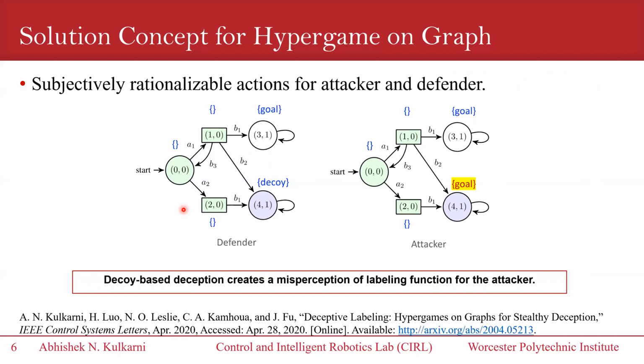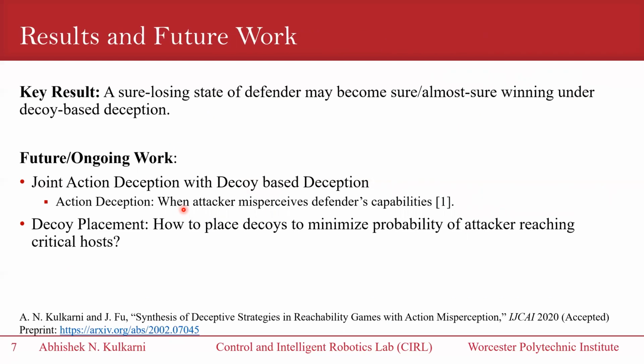Given these two perceptual games, in our paper, we propose a single graphical model, which we call a hypergame graph, that integrates both these game graphs together, and describe an algorithm to compute the deceptive, subjectively rationalizable strategy for the defender. To summarize, the key result that we prove in our paper is that the synthesized deceptive strategy by our algorithm is more powerful than the non-deceptive strategy.